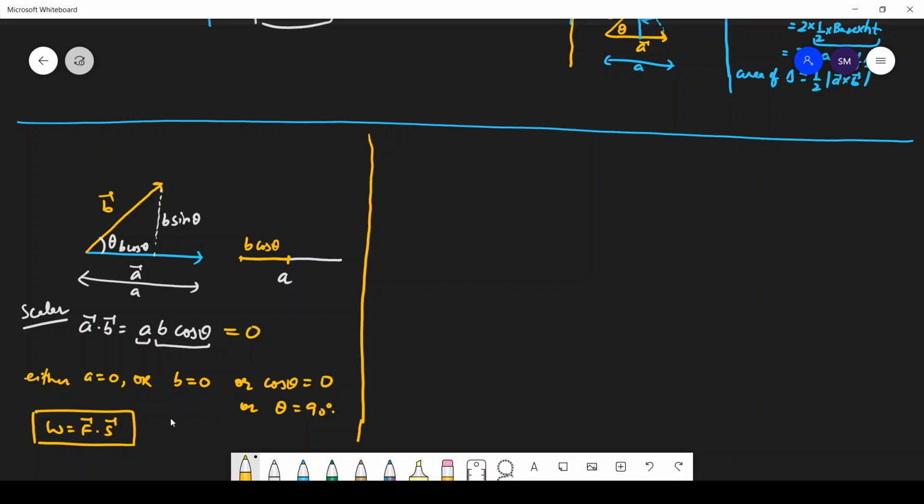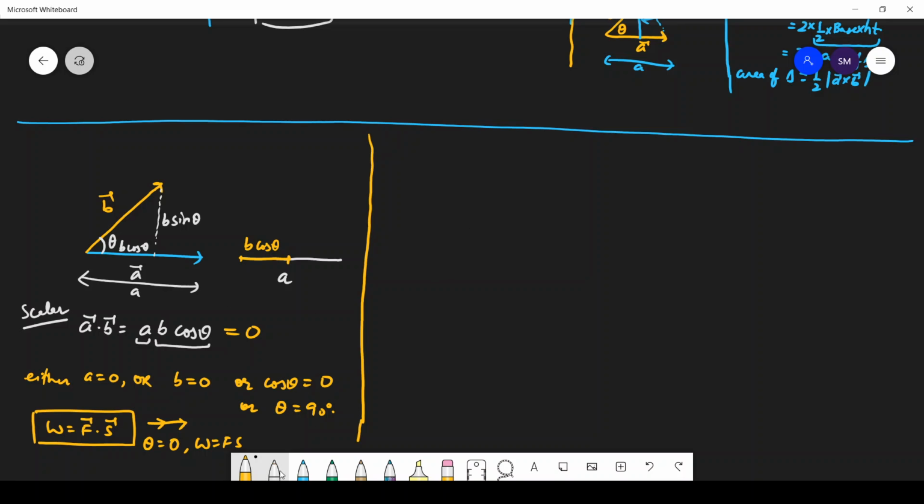So if theta is 0, then F and S will be along the same line and we get the maximum product. So when theta is equal to 0, work done is equal to F into S. That's the maximum that we get, as both are along the same line. So in dot products, we get the maximum when theta is equal to 0, and we get the minimum, or 0, when theta is 90 degrees.